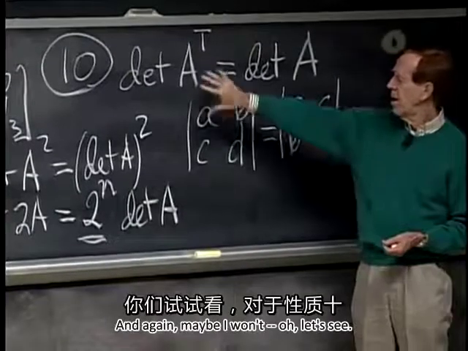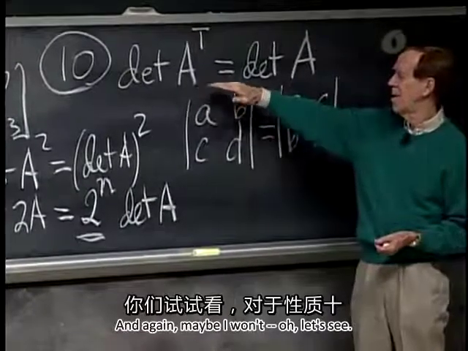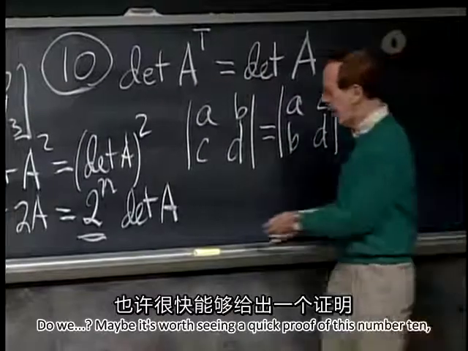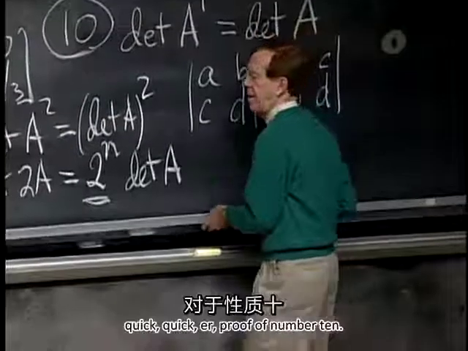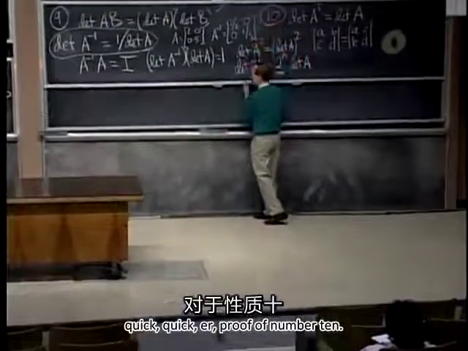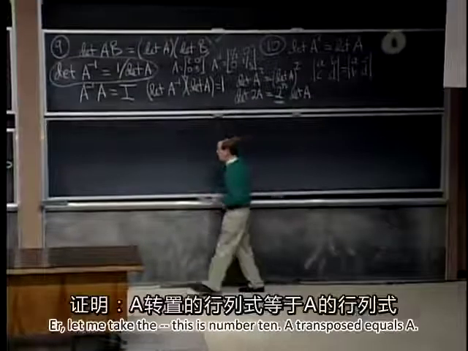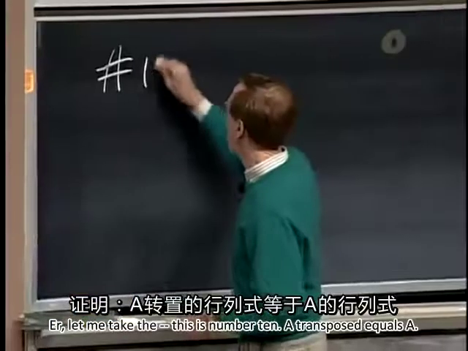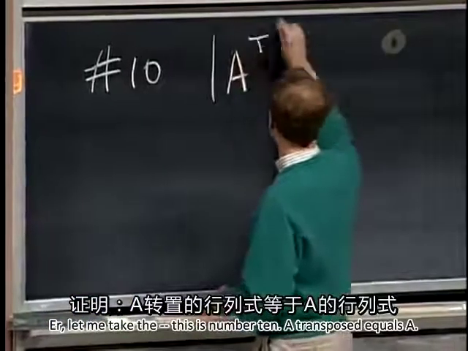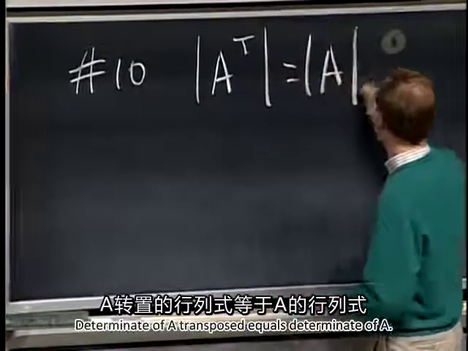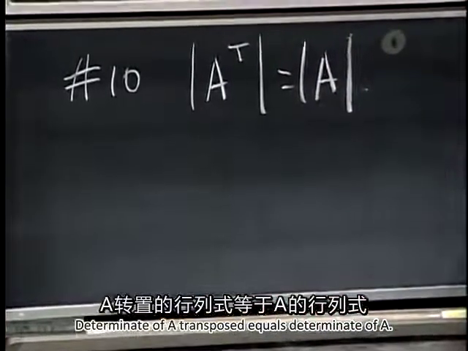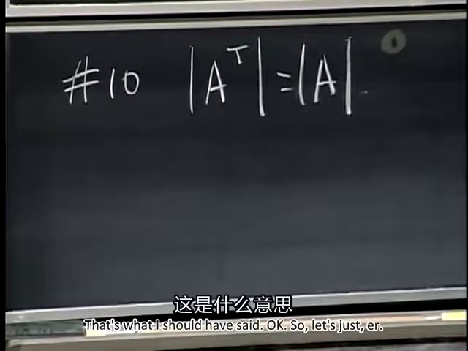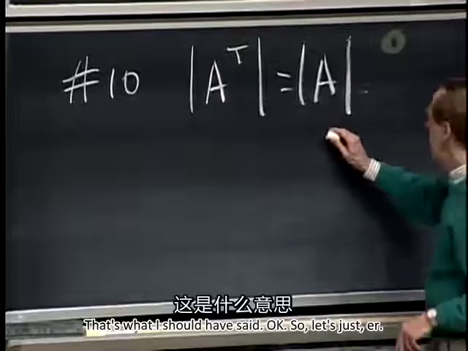OK. Maybe it's worth seeing a quick proof of this number 10. A quick proof of number 10. Let me take this is number 10: A transpose equals A. Determinant of A transpose equals determinant of A. That's what I should have said. OK.